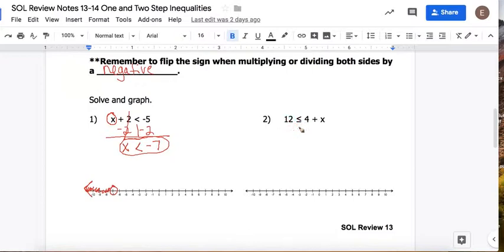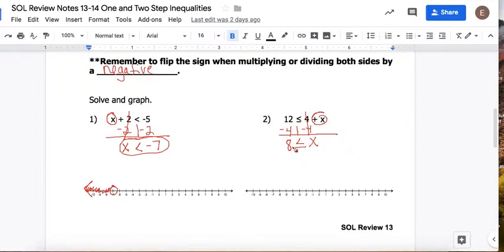Number 2, 12 is less than or equal to 4 plus x. So once again, circle your variable and draw your T. And now we want to cancel out the 4 by subtracting 4. 4 minus 4 is 0. 12 minus 4 is 8. Bring it straight down. Bring the symbol straight down. And bring the x straight down.